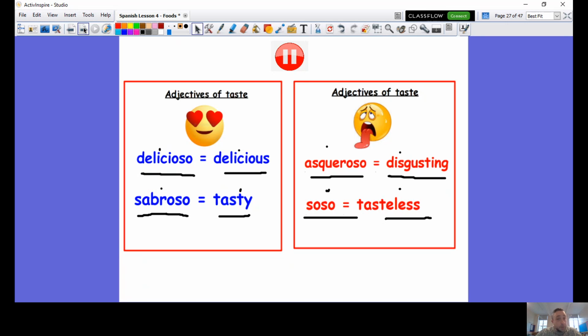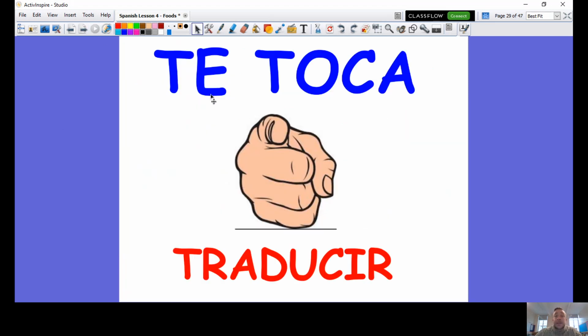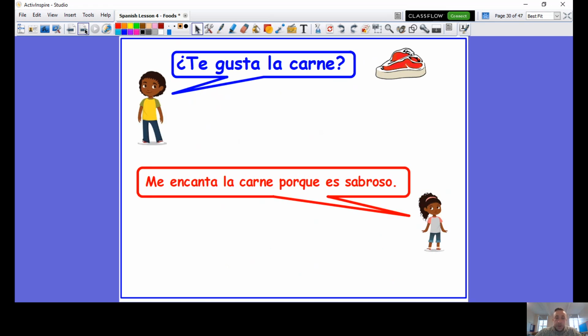Excellent. It's really important we have that written down. So if you don't have that written down, it's probably a good idea to pause the video again and write those down because we will need them for the final task. Let's move on. Before we do though, give yourselves one more. Estupendo. That means splendid work. Now, te toca terminar. So, we're going to do a little translation and then we'll move on.